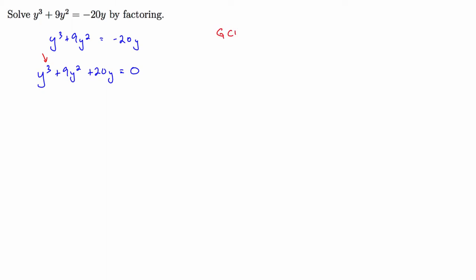The first step in factoring is always to look for a greatest common factor. When we look at y to the third, 9y squared, and 20y, we should recognize that all three of those terms have a y on them. So we will factor that greatest common factor of y out, and that will leave us with y squared plus 9y plus 20 equal to 0. So we now have y times the quantity y squared plus 9y plus 20 equals 0.